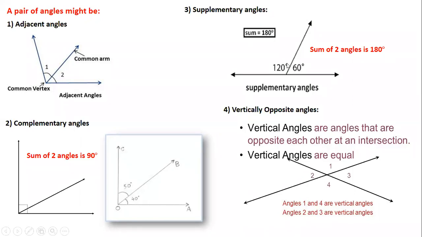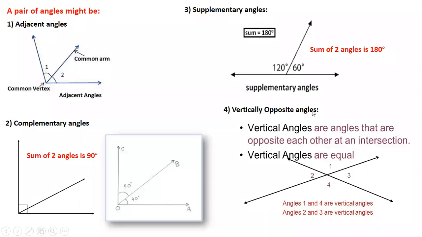The third position, in this position, we have two angles that together form a straight line. If we add these two measures, their sum is exactly 180 degrees. So in this position, we call them supplementary angles.